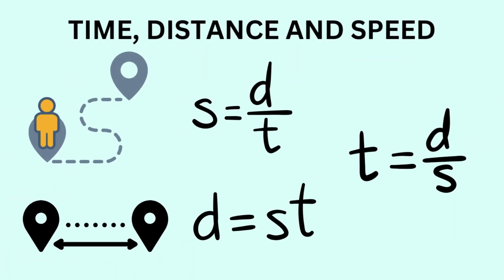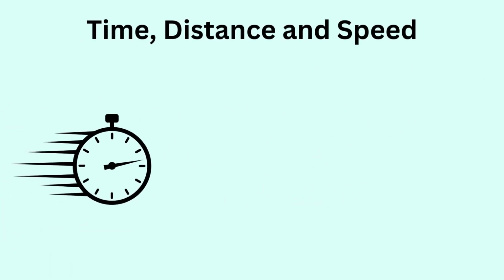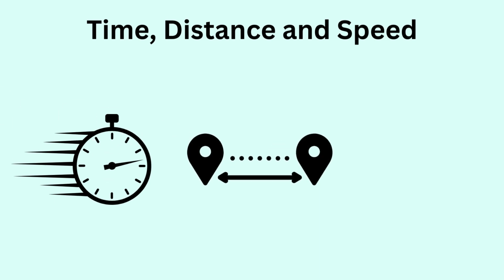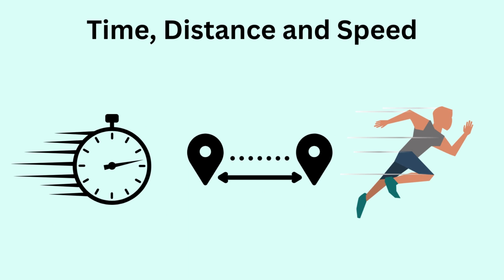Understanding time, distance, and speed. Let's start with the basics. Time is what we measure in seconds, minutes, hours, and more. Distance is how far something moves, or the length between 2 points. And speed? It's how fast an object travels in a given amount of time.